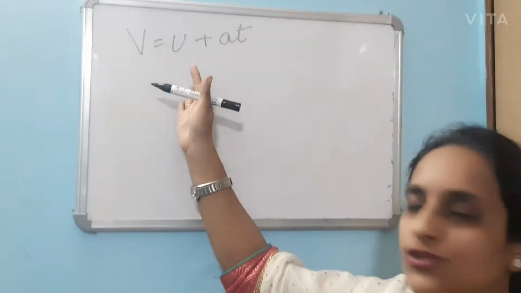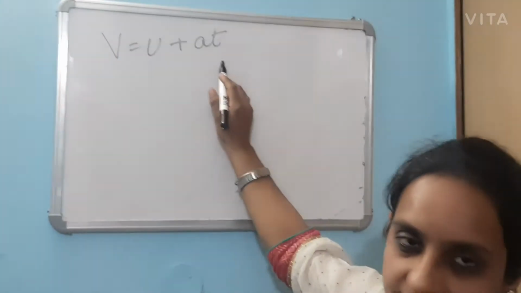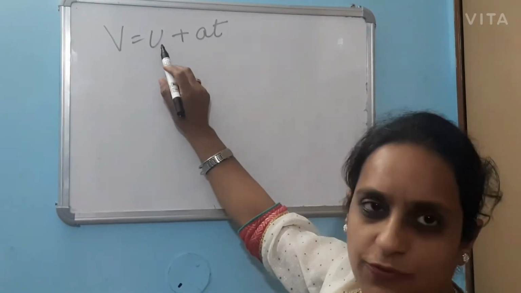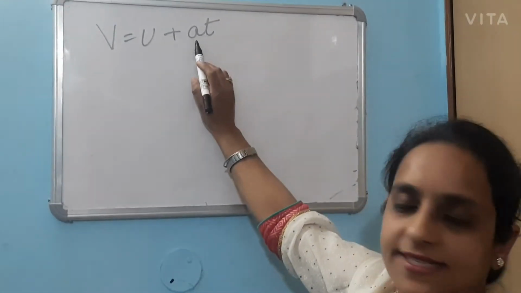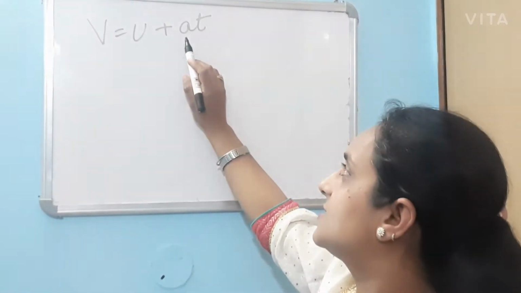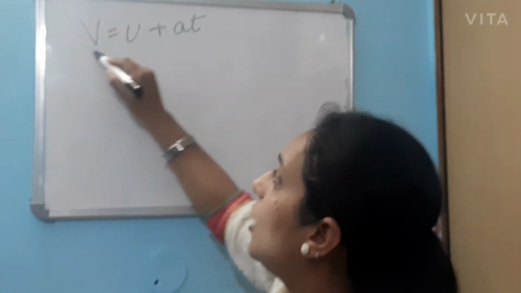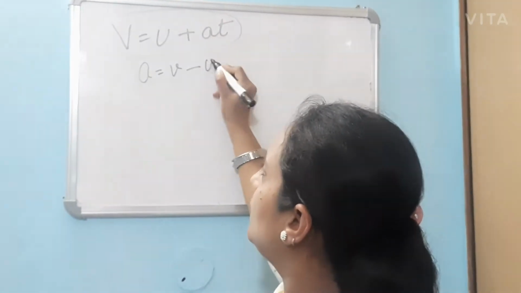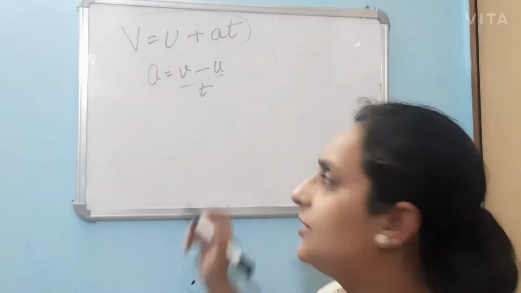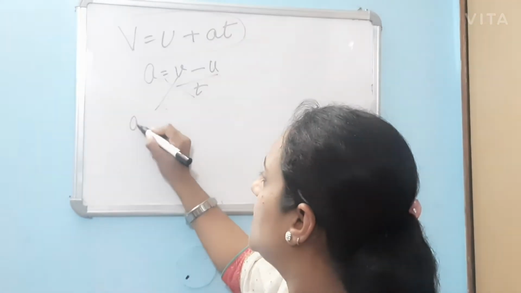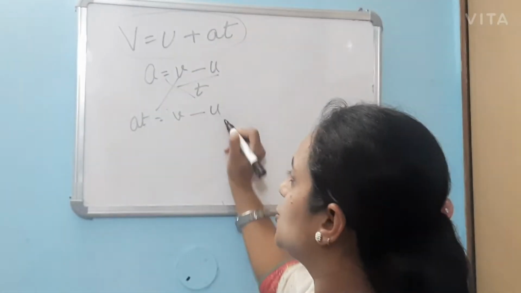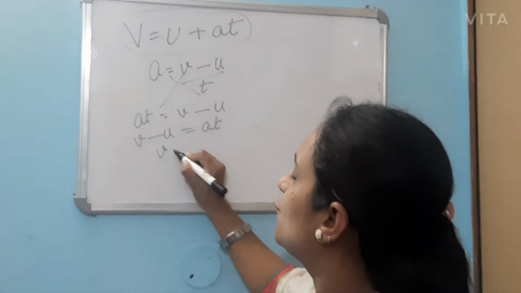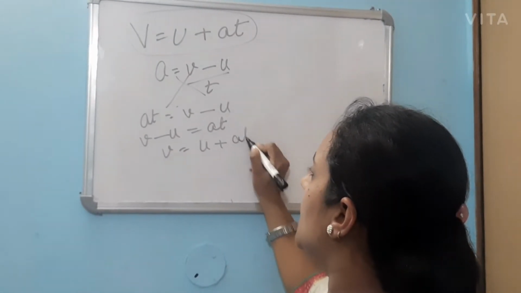The first equation of motion is V is equal to U plus AT. We can find out the final velocity if we are given the initial velocity, if an object is accelerating at a constant, uniform acceleration over a time period. I'll tell you how to derive this equation. First of all, we know acceleration is equal to final velocity minus initial velocity upon time period. We cross multiply this equation. We get AT is equal to V minus U. Or in other words, V minus U is equal to AT. So V is equal to U plus AT.